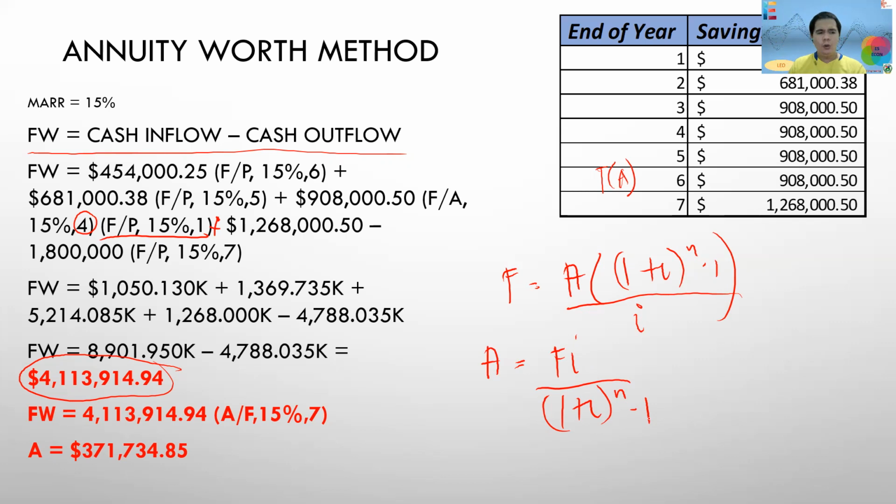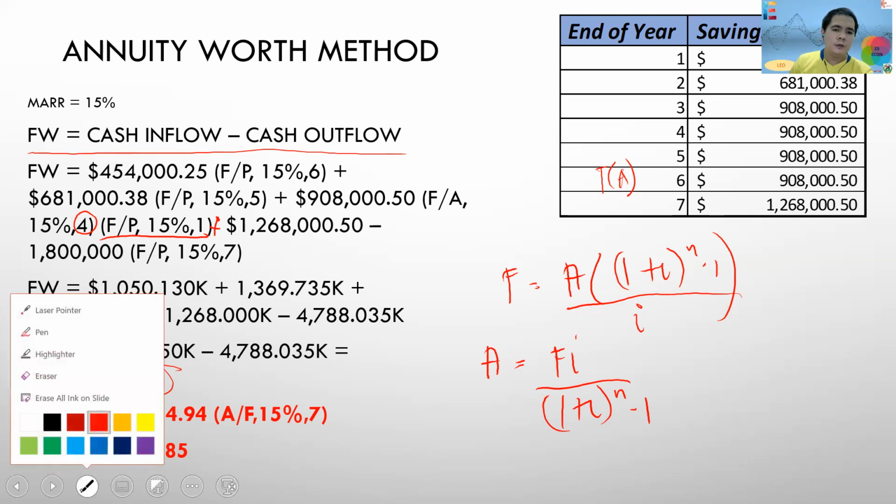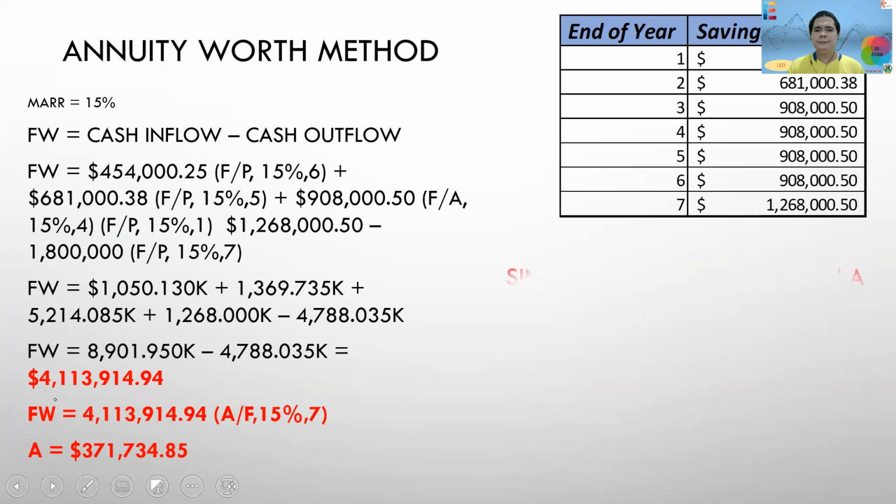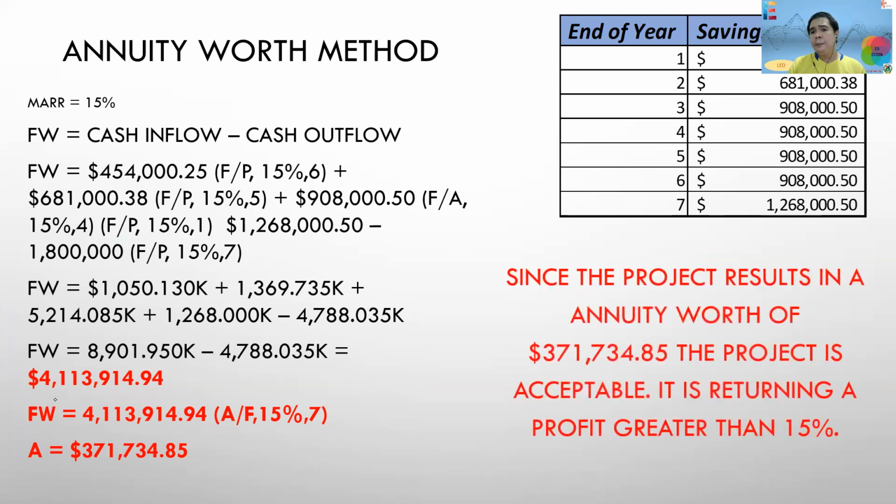371,734.85. So knowing the annuity worth of the investment, what would that mean? Since the project results in an annuity worth of 371,734.85, the project is acceptable. So it is still returning the same profit or a greater profit compared to the MARR of 15%.